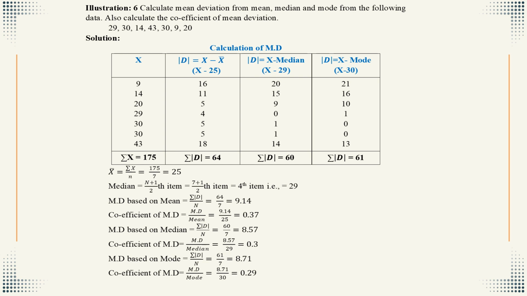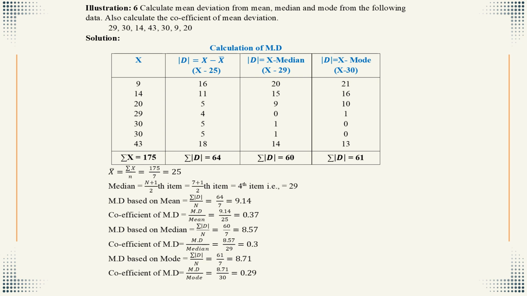First the arithmetic mean has been calculated: sigma x by n, where the total is 175 and there are 7 items, so 175 divided by 7 equals 25, which is x bar. Median equals (n plus 1) by 2 th item, that is (7 plus 1) by 2 equals the fourth item. Counting 1, 2, 3, 4: 9, 14, 20, 24. The fourth item is 29.